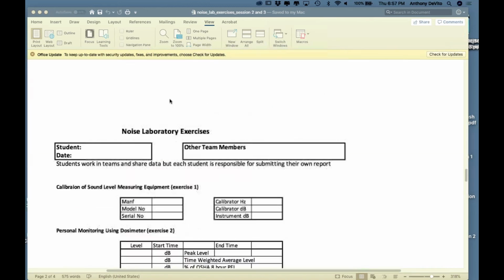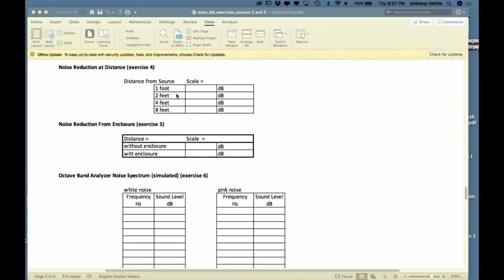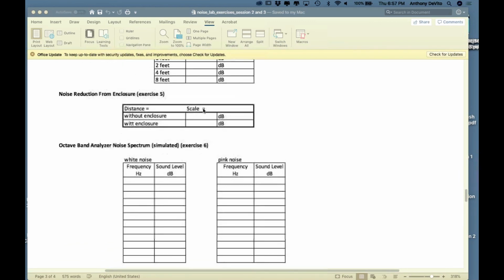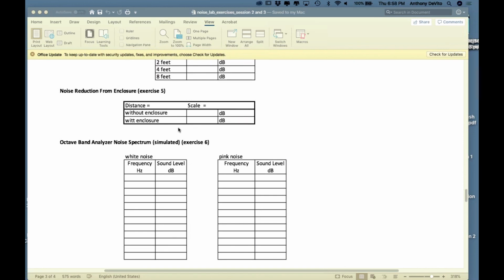And where are you going to put that? Well, we've got a little area over here for exercise number 4. 1 foot from the source, 2 feet, 4 feet, 8 feet. 8 feet is as far as we're going to go. I don't want to do 16 feet because we'd have to make it so loud, we'll never be invited back to this room again. And I want this room.